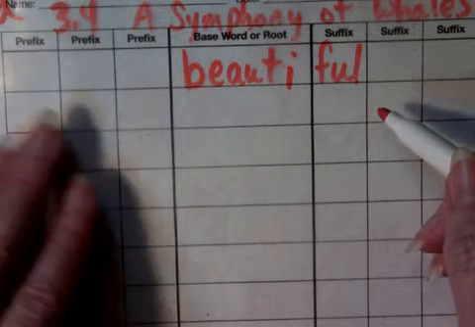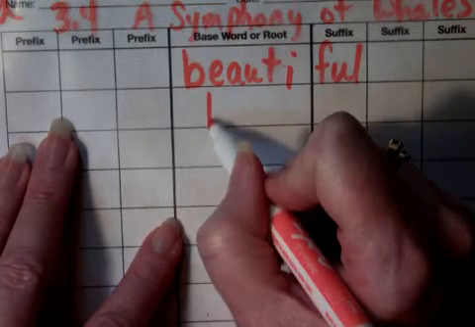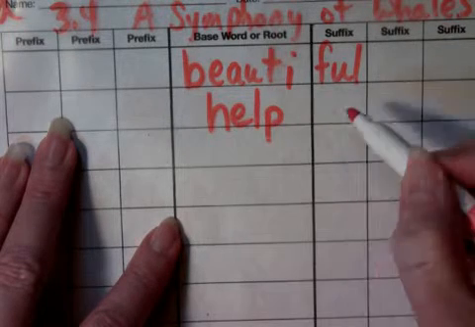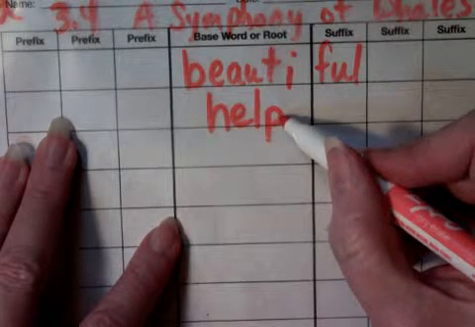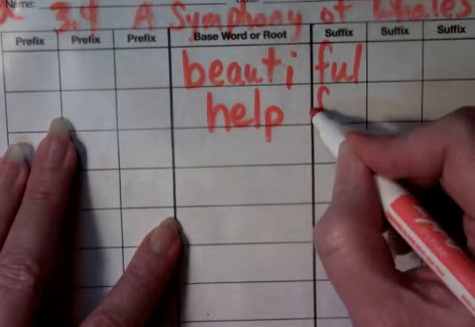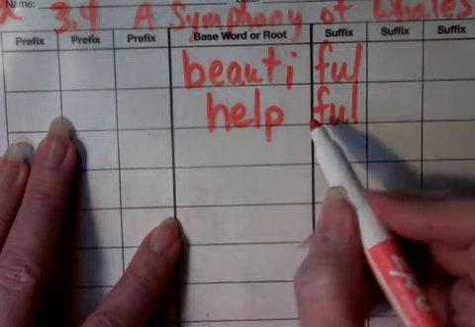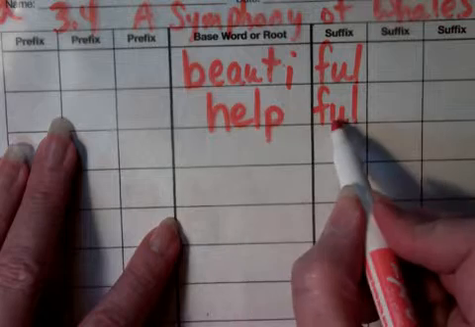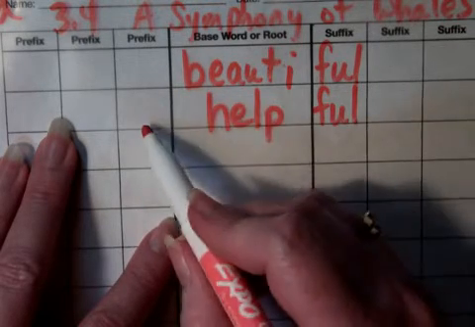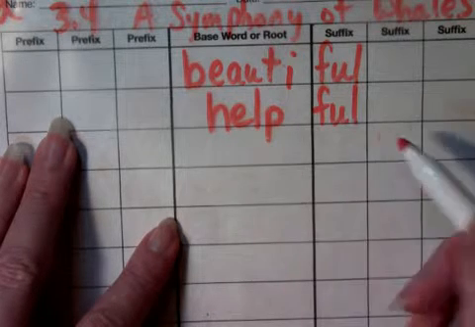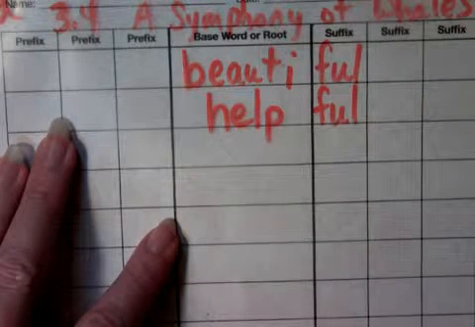The next base word is help, H-E-L-P. Help. Please make sure your line goes under the writing line and your bubble sits on the writing line. The suffix is full. It's okay when we're working in these charts to have a gap between your base word and your suffix, or your base word and your prefix. It's because we're looking at the different parts. When you write it on your spelling test, you're going to put the word all together.